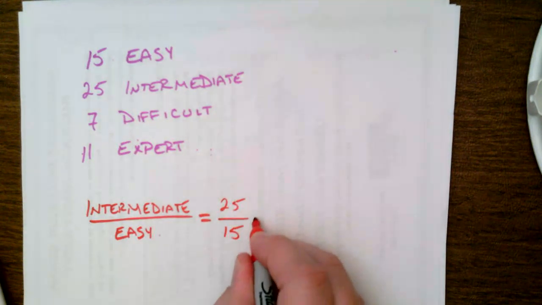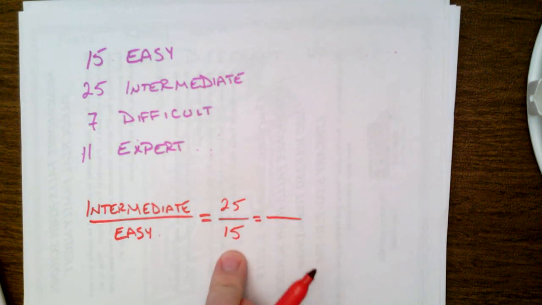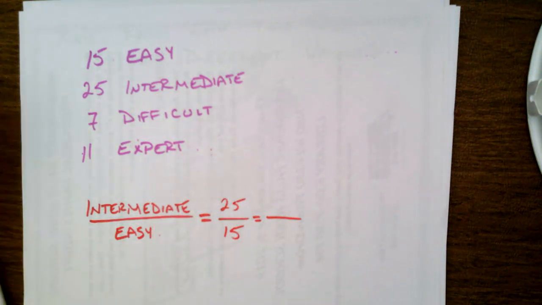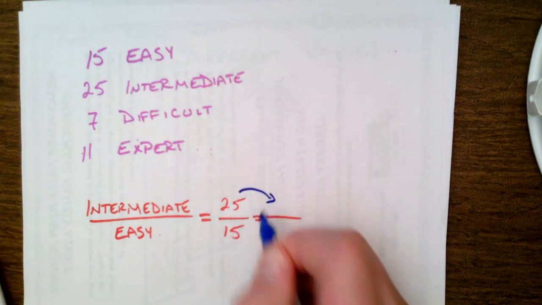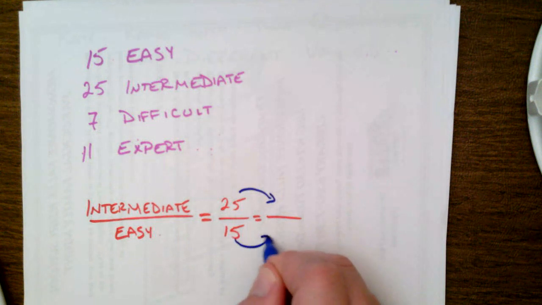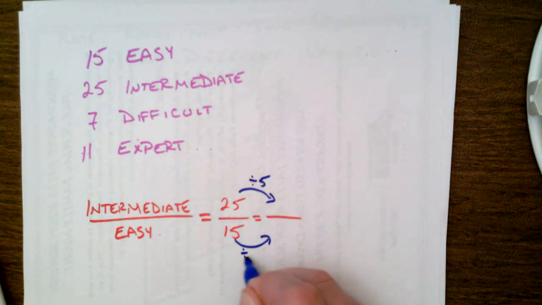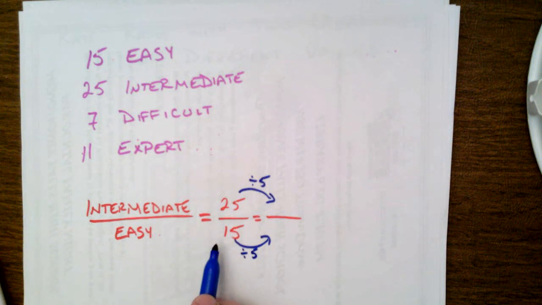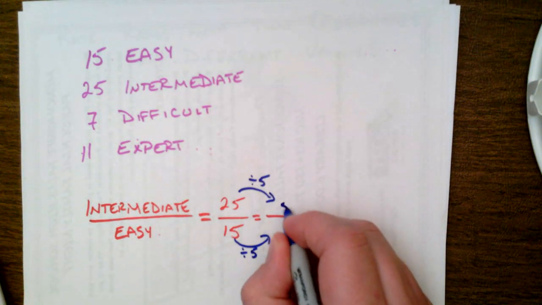Now, it does ask us to write this in 3 different ways. I've only got it one way, 25 to 15. What they mean by write it in 3 different ways is let's come up with 2 equivalent ratios for 25 to 15. One way that I can do it is I could divide both of these by 5 because 5 is a factor of both 25 and 15. When I do 25 divided by 5, I get 5.